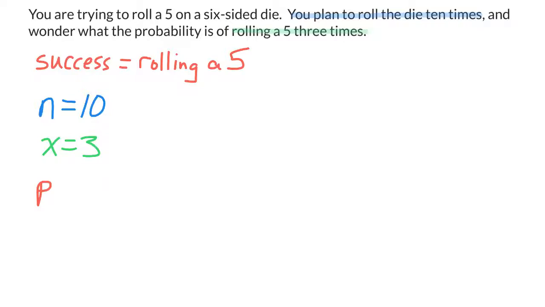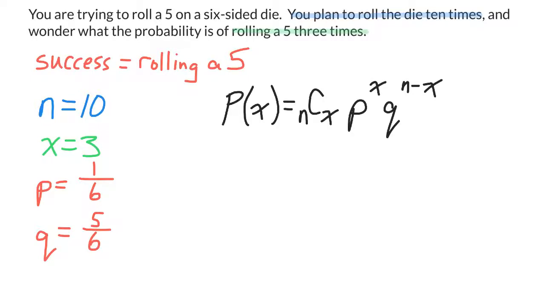The probability of success is just the probability of rolling a 5, which for a 6-sided die, there's one way to roll a 5 out of 6 possible outcomes. Since the probability of success is 1/6, the probability of failure is 5/6.